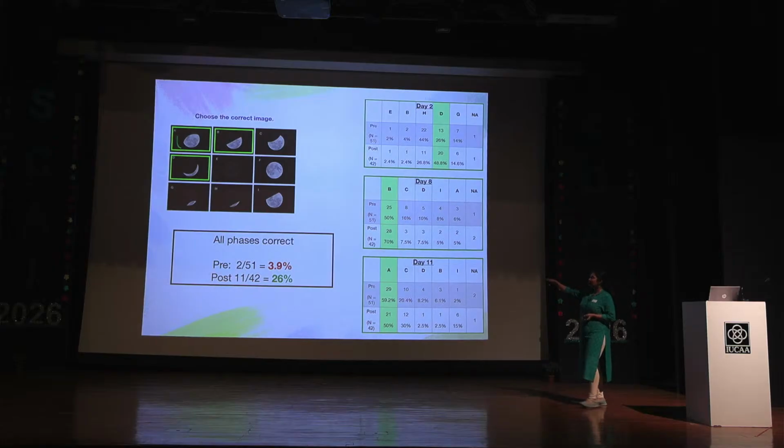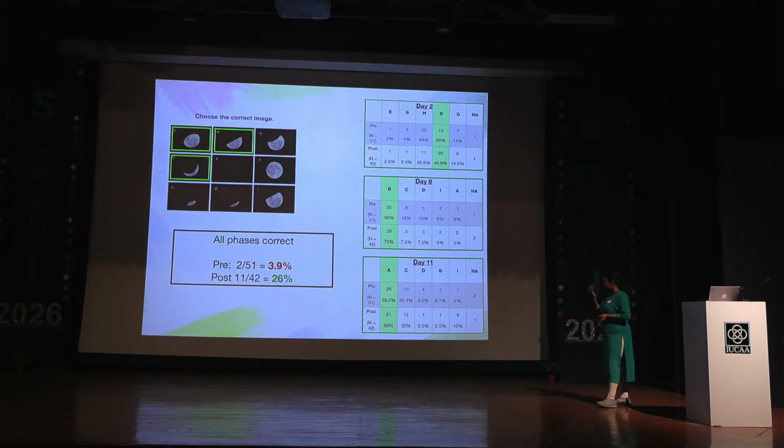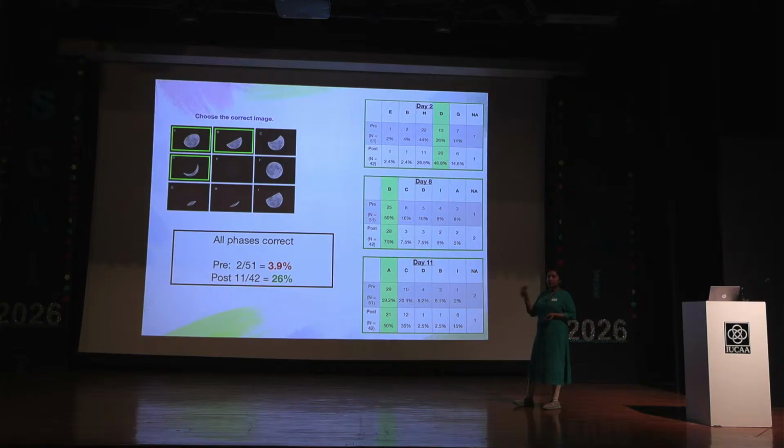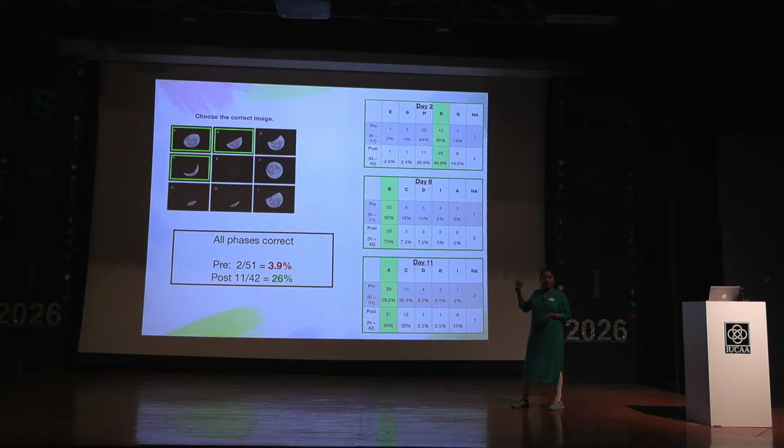This was supposed to be the correct answer. If we look at the options that they chose, basically people were confused between this one and this one. So the shape of the terminator line is what they were confused on. But the remarkable thing is, if you look at how many people got all of these phases correct, in the pre-test only 2 people, which is 4%, and in the post-survey it is 11 people, which is 26%. There is learning gain, but still this is not great.